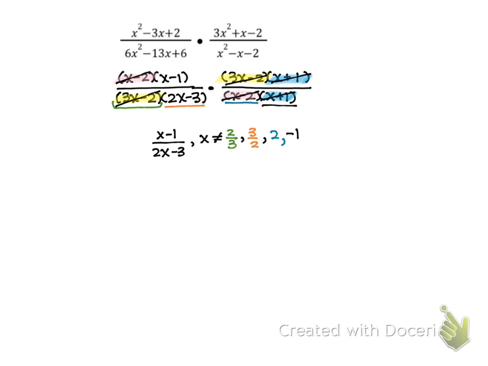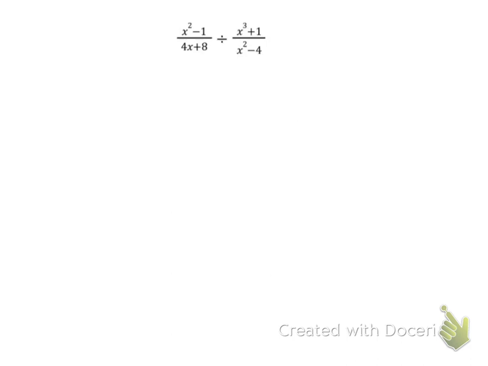So ultimately, when we're doing this, we are going to factor everything that we possibly can. If it's multiplication, just leave it as it is, one for one, top and bottom, see if you can cancel things out. And then if it's division, you're going to still factor everything, and then you're going to flip the second guy and turn it into multiplication. Let's take a look at the next one. All right, okay, so here we have a division.